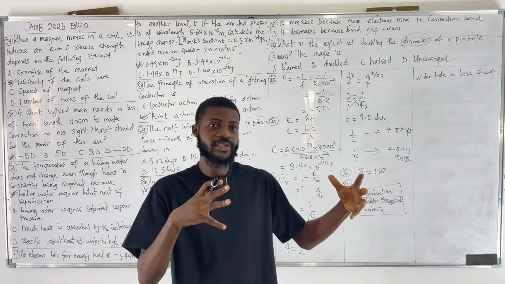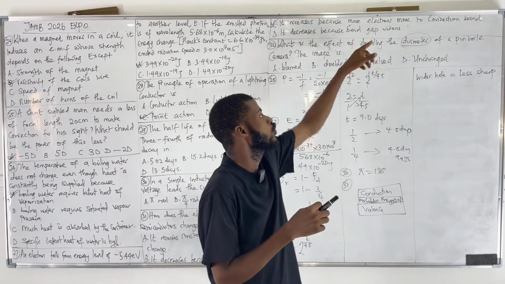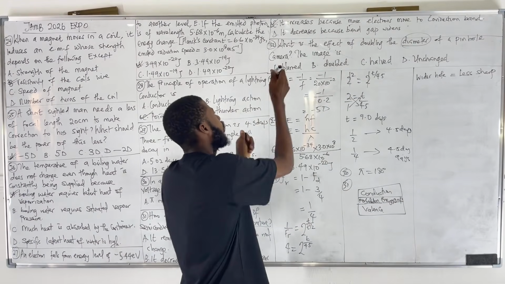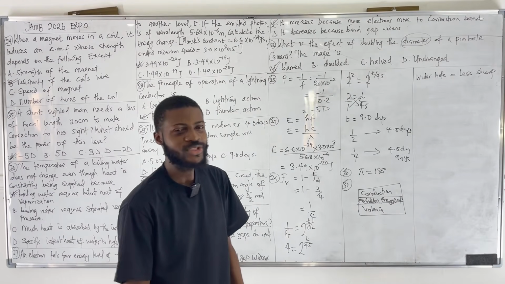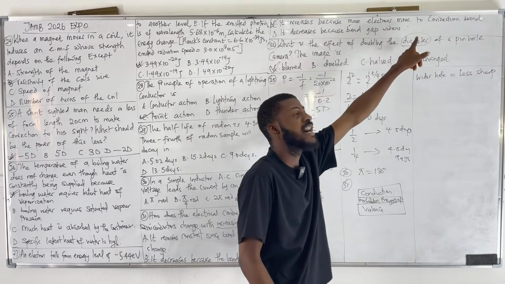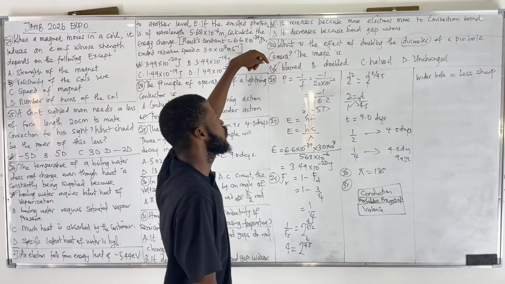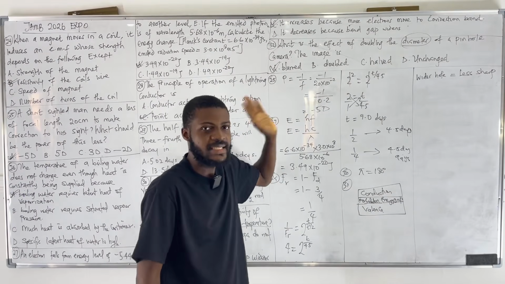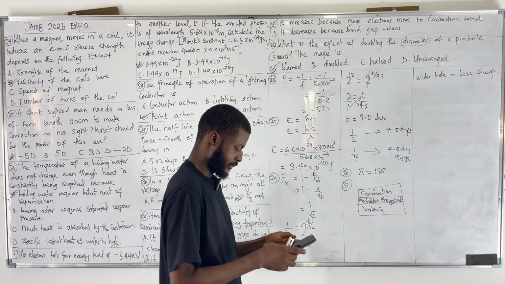But the more you increase that hole, the more you widen the diameter, because they want to double it, it's going to be blurred. The image will not be sharp again. If you increase that hole, you are going to make the image less sharp. Hence, the image will be blurred. So that's the answer.